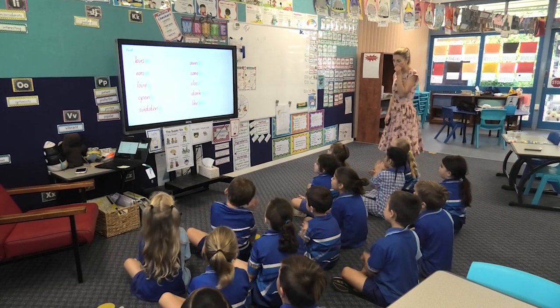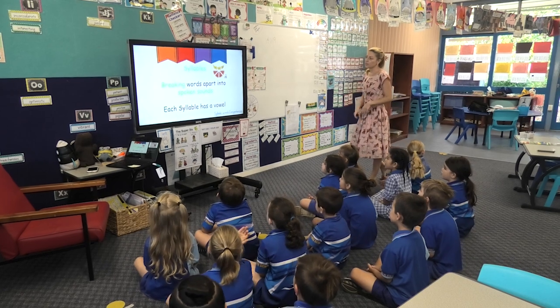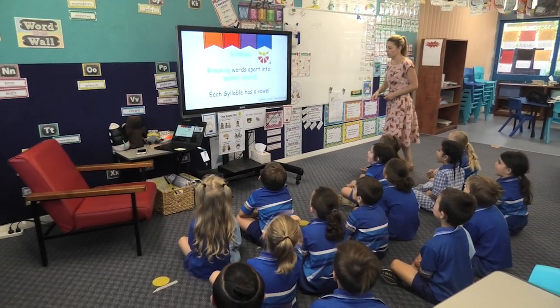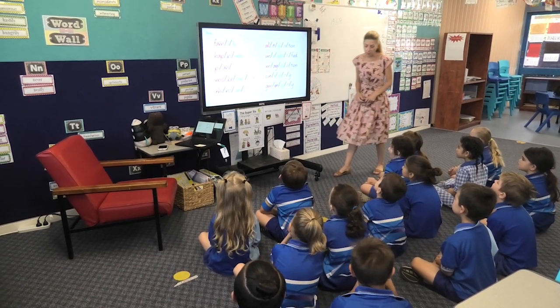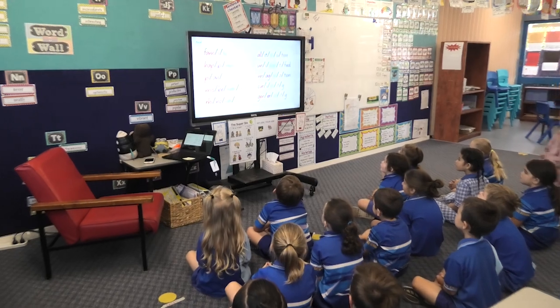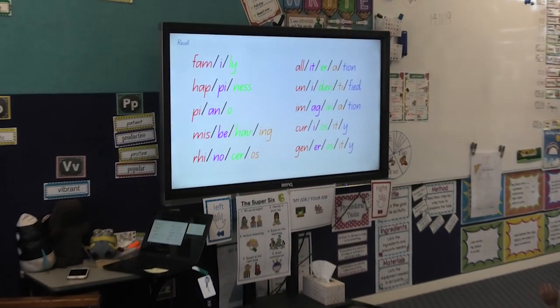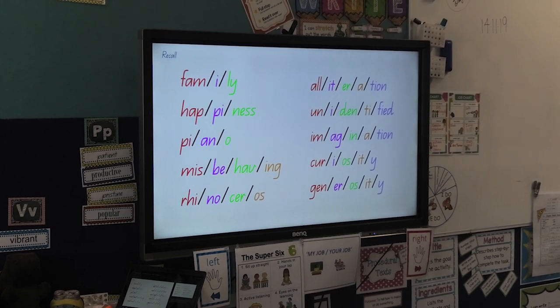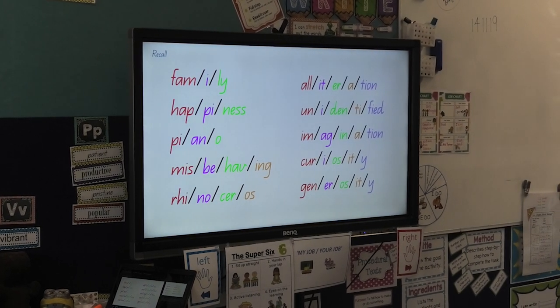Beautiful. Syllables, where we break our words up into spoken sound. Each syllable has a vowel. You are amazing. We are going to clap some syllables. I'm going to pick any word, so be ready. My word is alliteration. Imagination. Generosity.